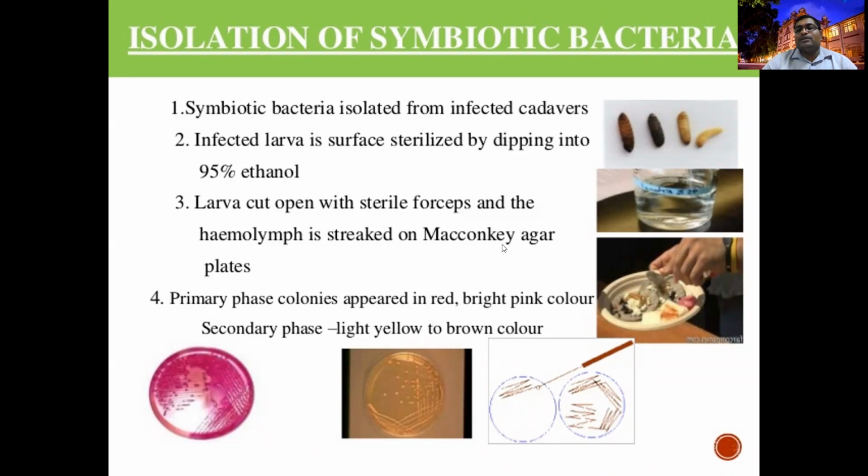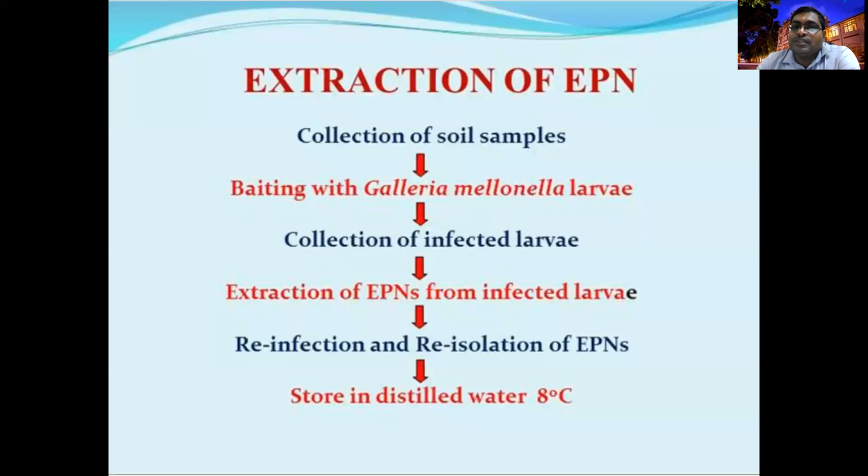So the primary colony is pink in color, and from this one you can use it. This is the isolation of the symbiotic bacteria from the cadaver, which you mass multiply and formulate as biobactericides. The second one is the extraction of the entomopathogenic nematode.